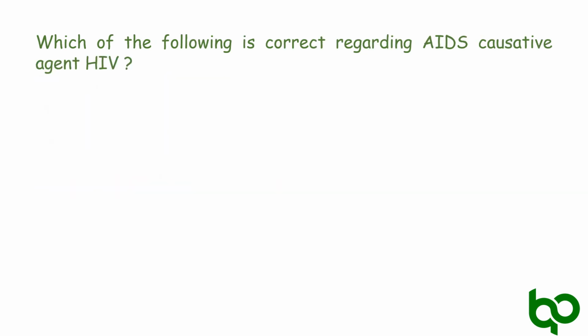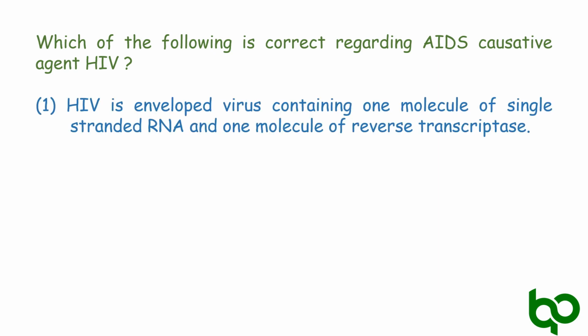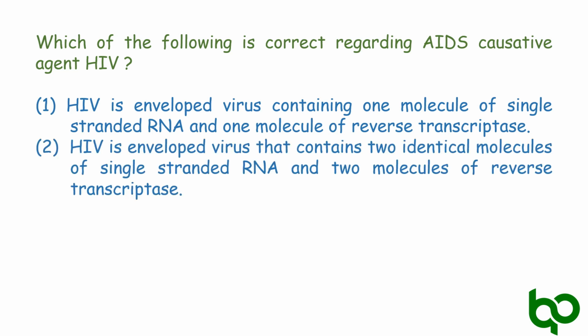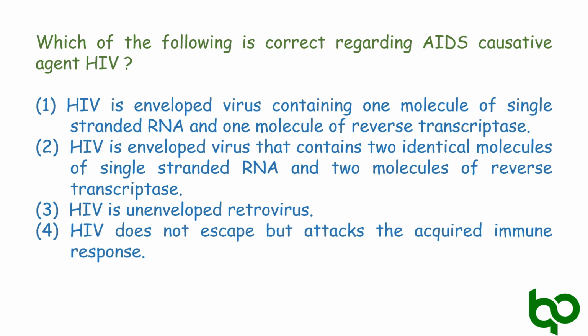Now I'll go for the next question. Which of the following is correct regarding the AIDS causative agent HIV? The options are: HIV is an enveloped virus containing one molecule of single-stranded RNA and one molecule of reverse transcriptase. Second option, HIV is an enveloped virus that contains two identical molecules of single-stranded RNA and two molecules of reverse transcriptase. Third one is HIV is an enveloped retrovirus. Fourth is HIV does not escape but attacks the acquired immune response.